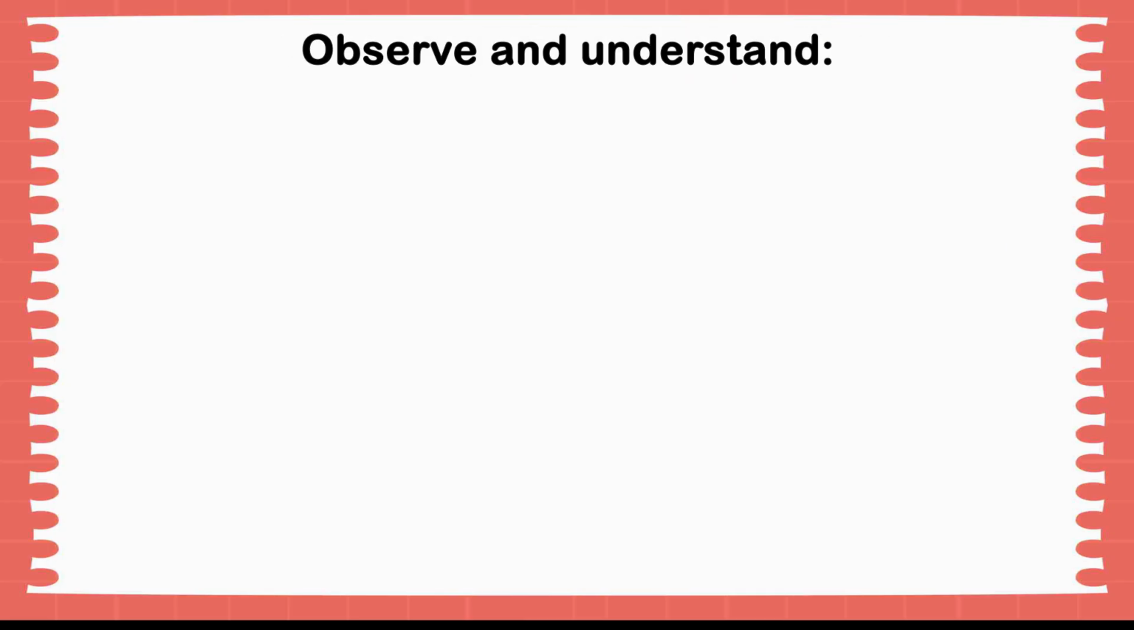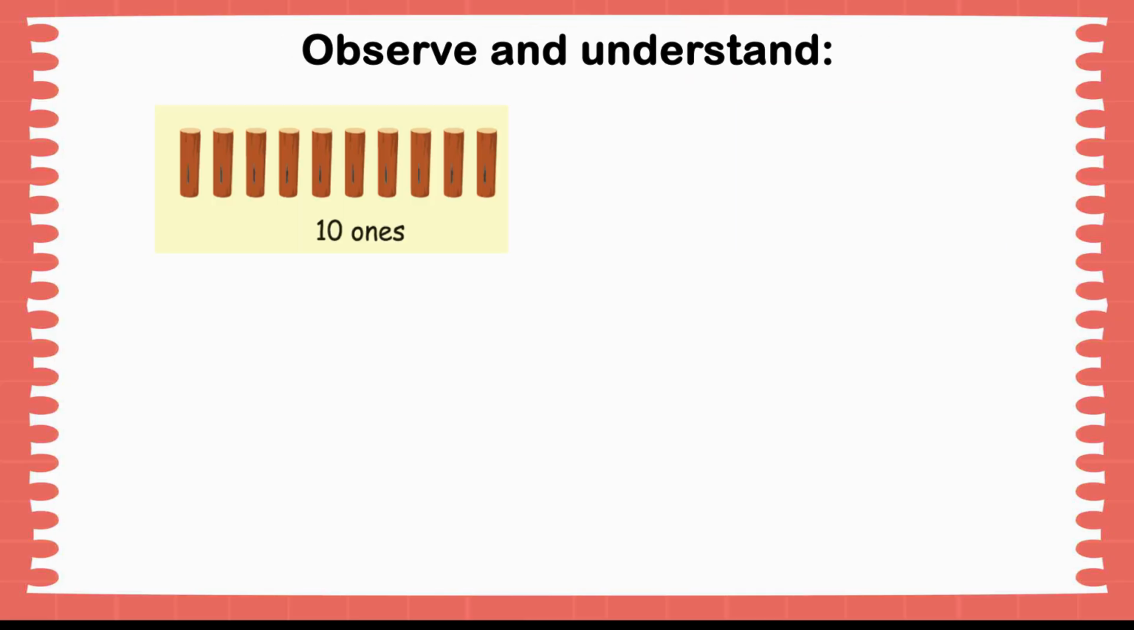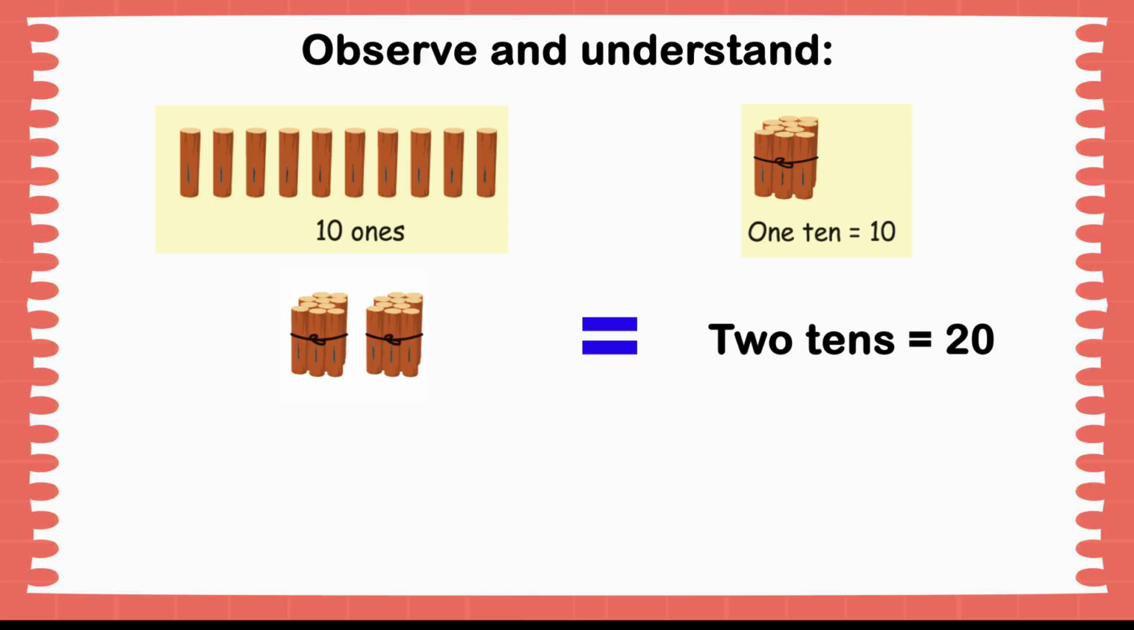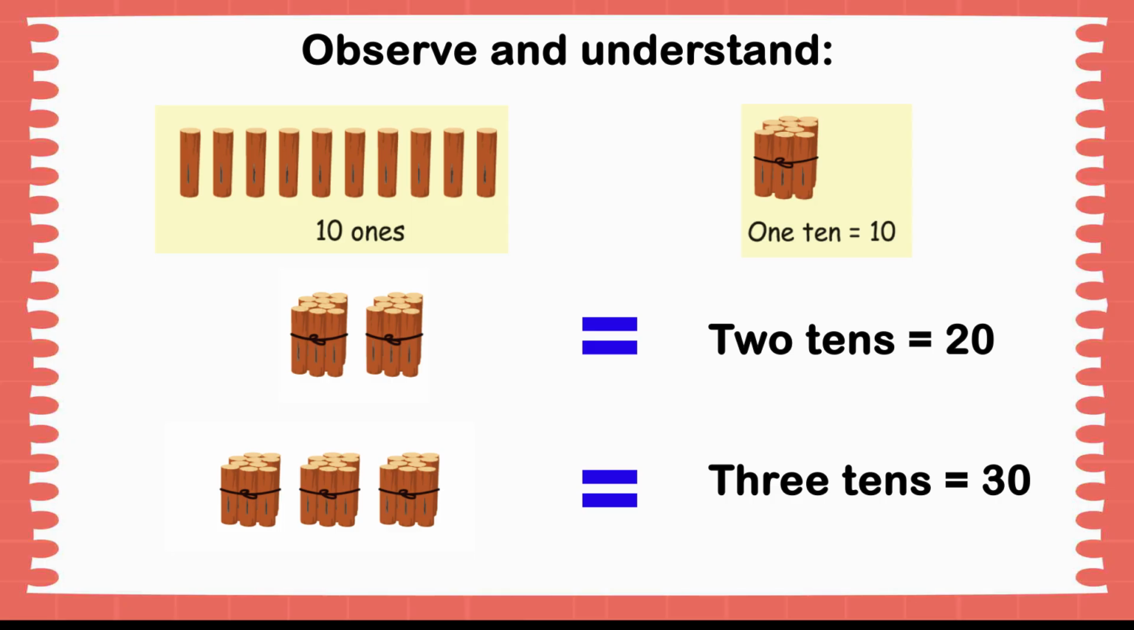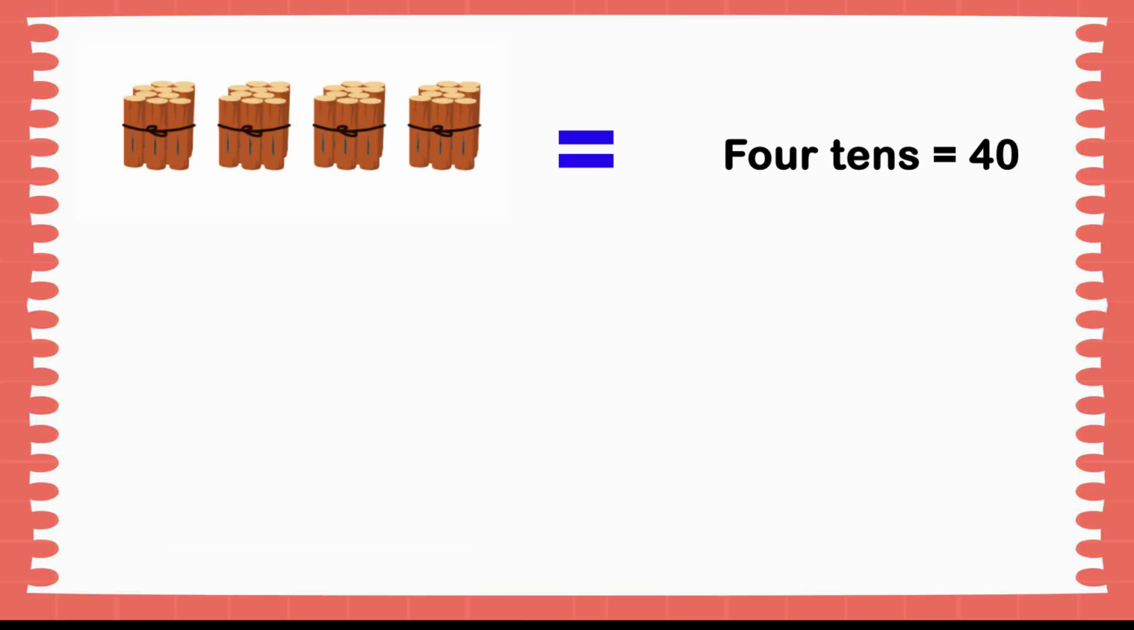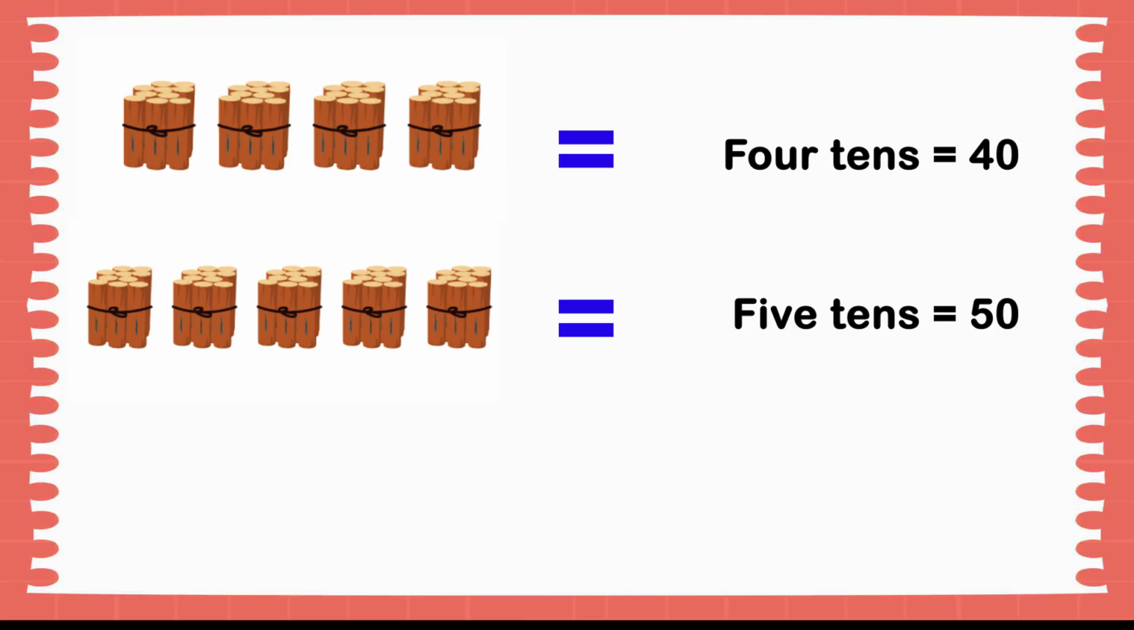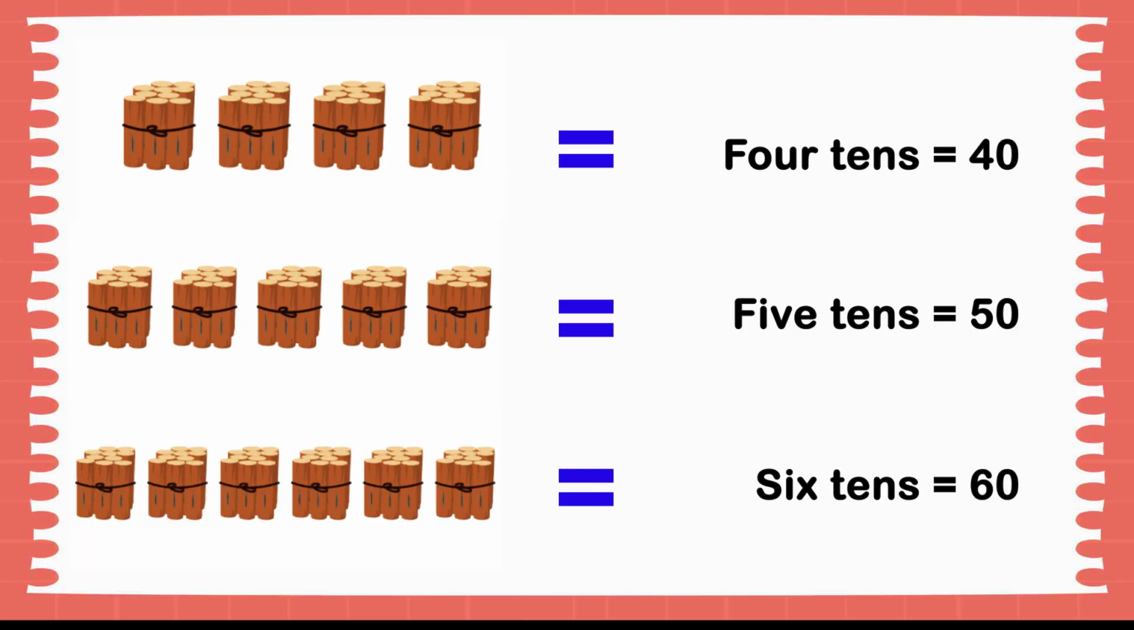Observe and understand. 10 ones is equal to 1 ten is equal to 10. 2 tens is equal to 20. 3 tens is equal to 30. 4 tens is equal to 40. 5 tens is equal to 50. 6 tens is equal to 60.